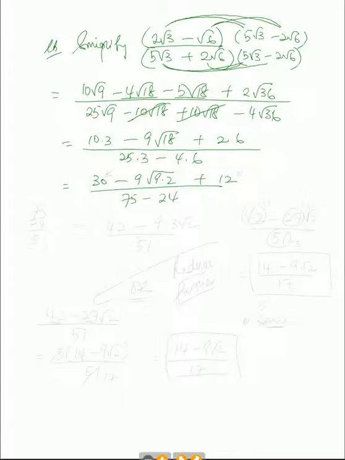75 minus 24. So 30 and 12, they are like terms. I'm going to combine them and call it 42. That's using the 30 and the 12 over here. And the radical term is going to be minus 9 times 3 radical 2. 75 minus 24 is 51. So 42 minus 27 radical 2 over 51. There. So that's what I have so far.